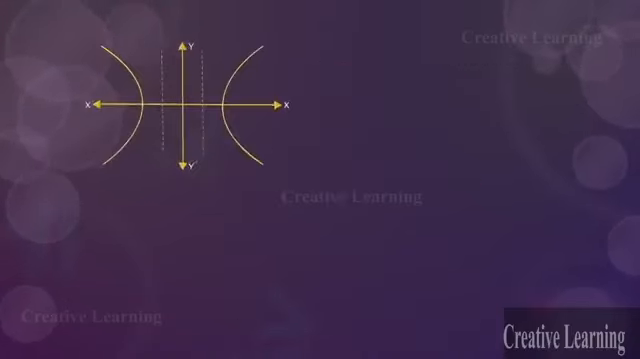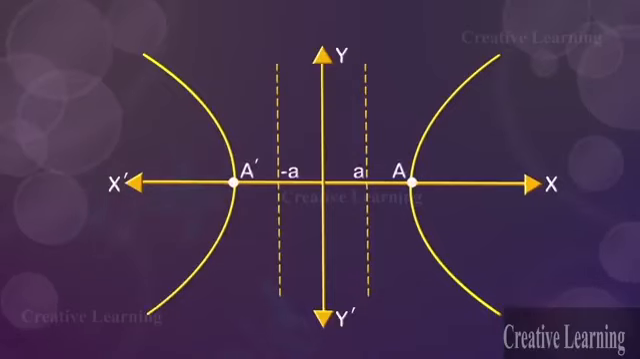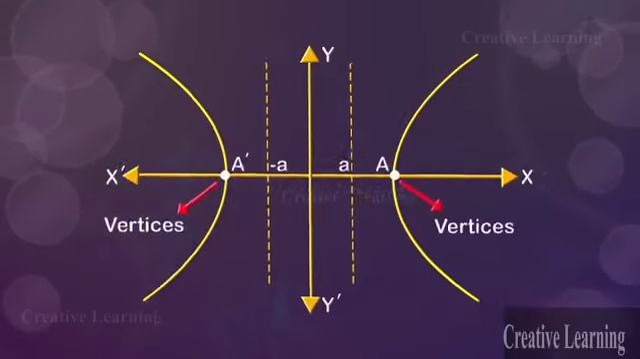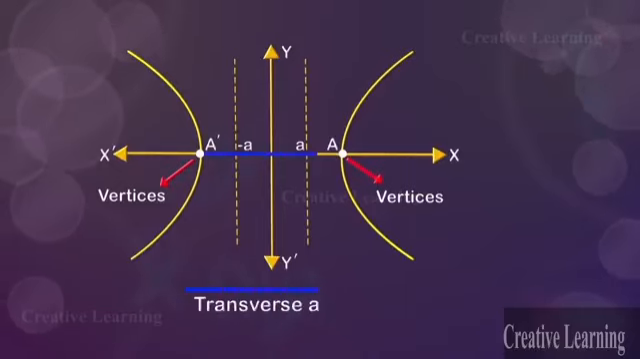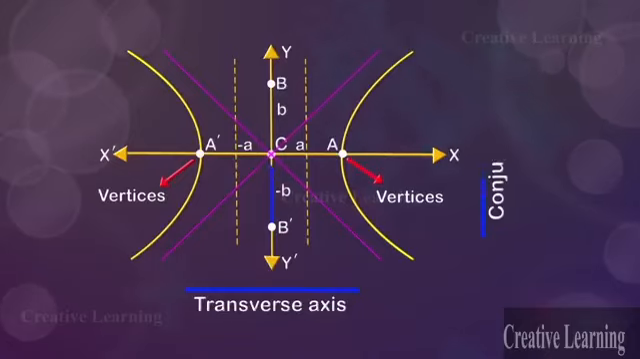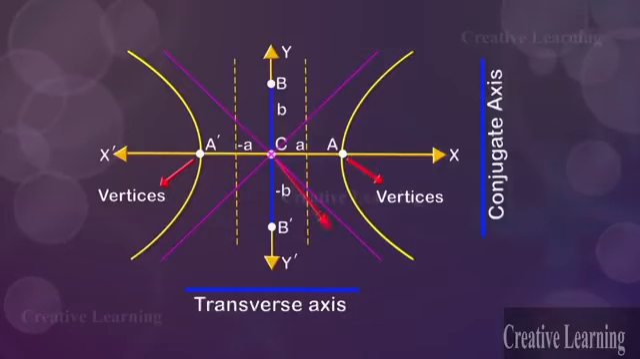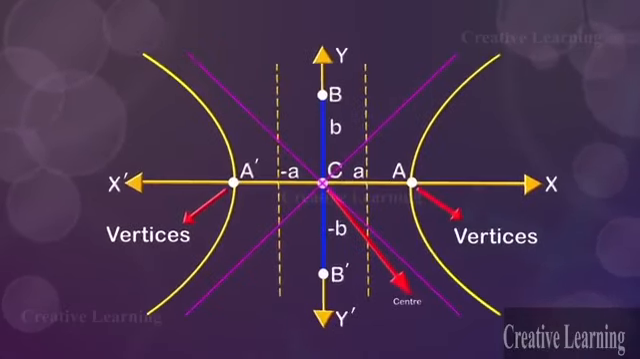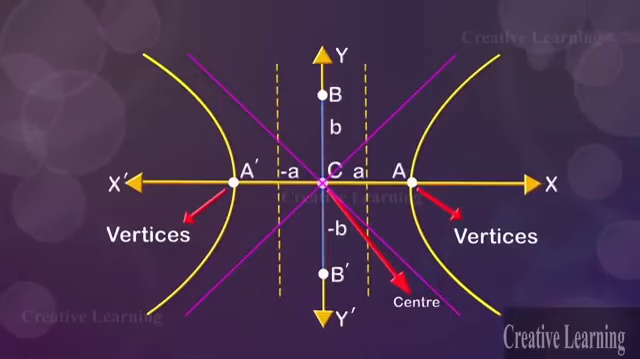The points A and A' are called the vertices of the hyperbola. The line AA' is called the transverse axis of the hyperbola. If 2 points B and B' are taken on the y-axis such that CB is equal to CB', then the line BB' is called the conjugate axis of the hyperbola. The middle point C of AA' is called the center of the hyperbola because it bisects every chord that passes through it.